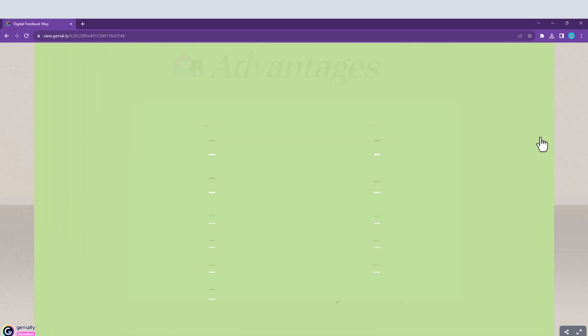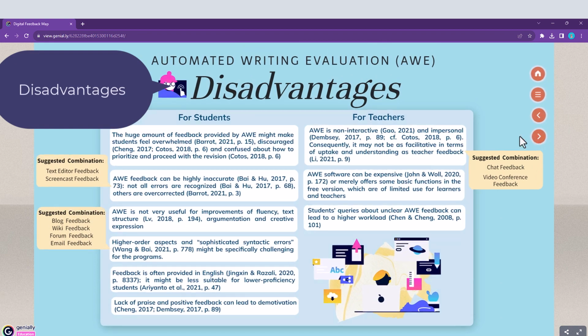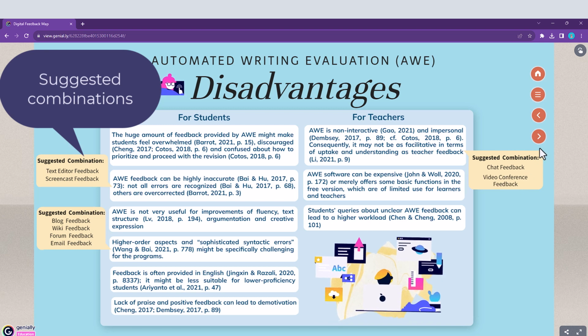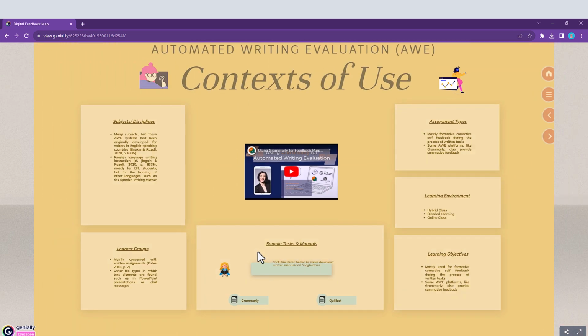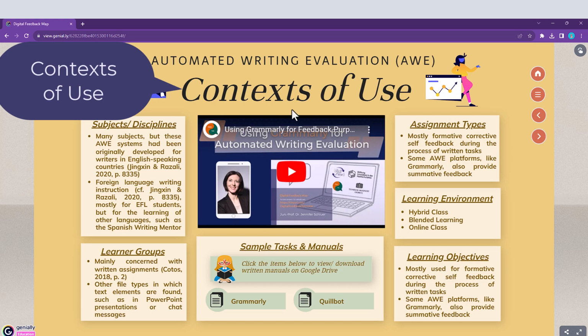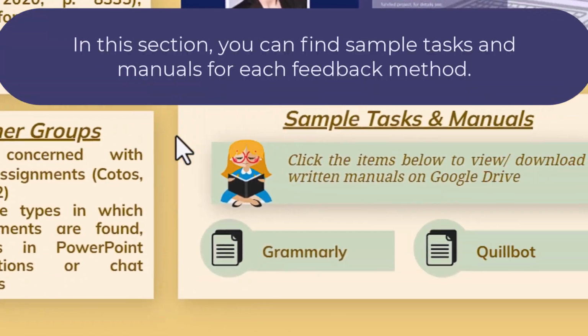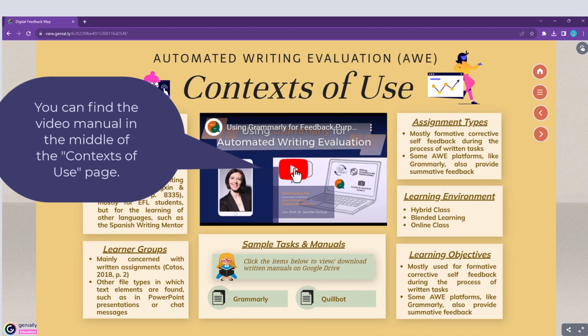From the main page, you can move through the advantages, disadvantages, as well as access suggested combinations to compensate for the disadvantage. Furthermore, you can find practical information on the contexts of use page. Additionally, you can find a video manual in the middle of the contexts of use page. You can view it by clicking on it.